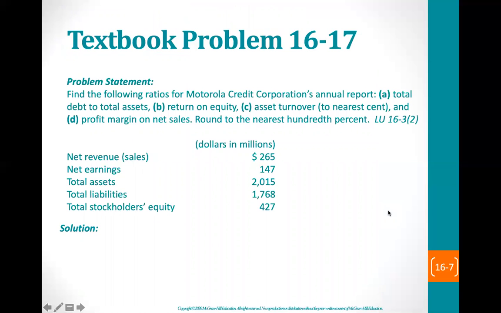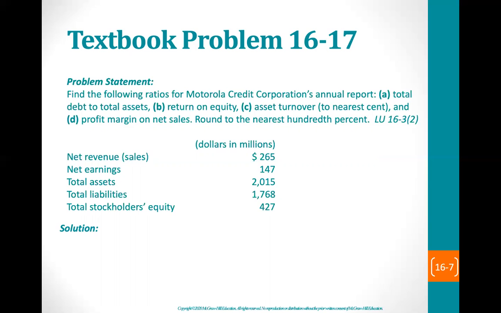Find the following ratios for Motorola Credit Corporation's annual report: total debt to total assets, return on equity, asset turnover, and profit margin on net sales. Round to the nearest 100th percent. So this information is given: net sales of $265 million, net earnings of $147 million, total assets of $2,015 million, total liabilities of $1,768 million, and stockholders' equity of $427 million.